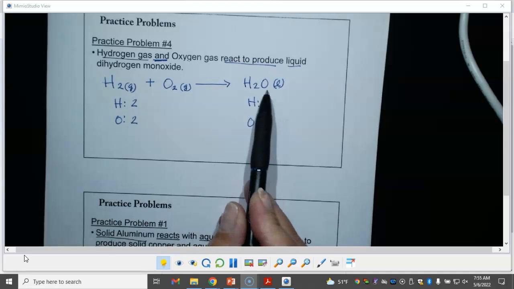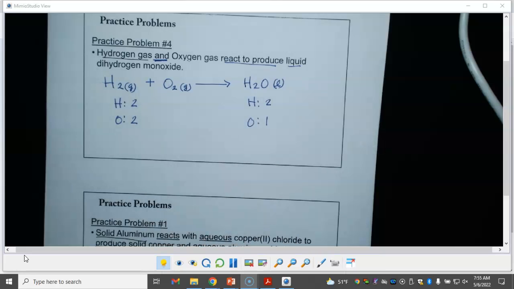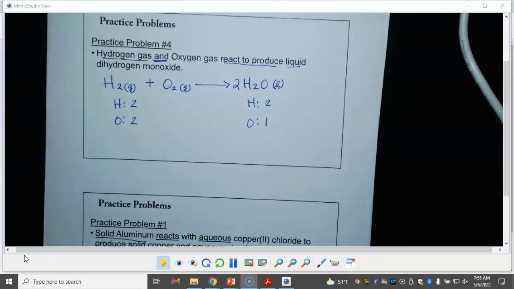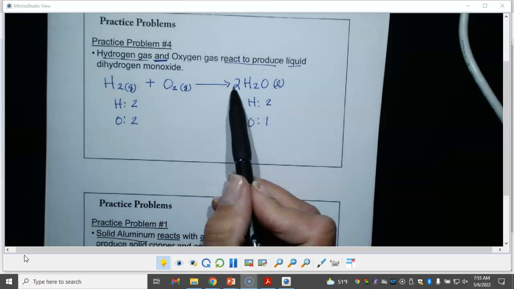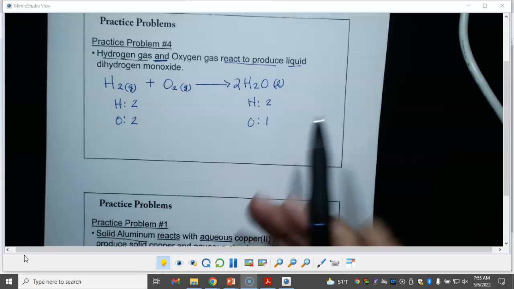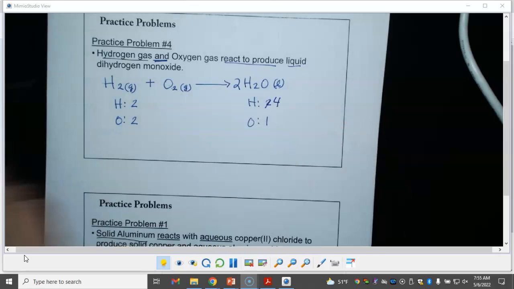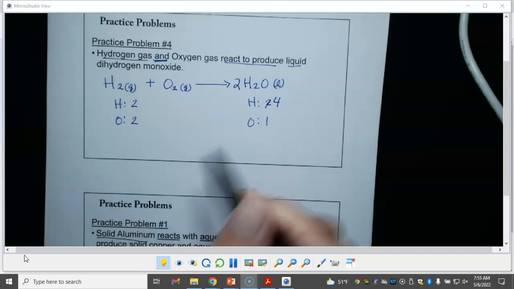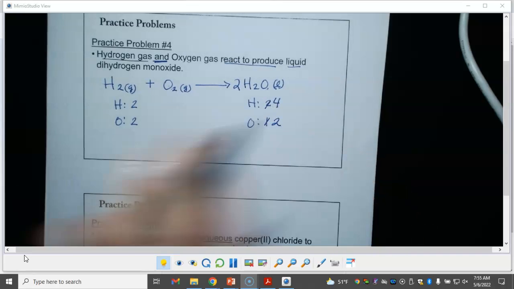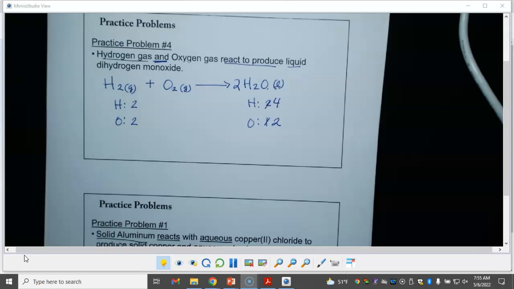Okay, I can't add subscripts. My formulas are already set. Okay, the only thing I can do is I can add coefficients. So I could put a coefficient of 2 right here. Now that 2 applies to everything behind it. Okay, that tells me I have 2 times 2 now gives me 4 hydrogen. 2 times my 1 right here gives me 2 oxygen. So I fixed my oxygen, but now my hydrogen has changed.